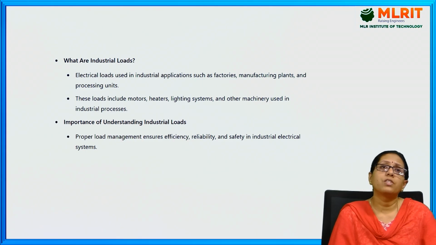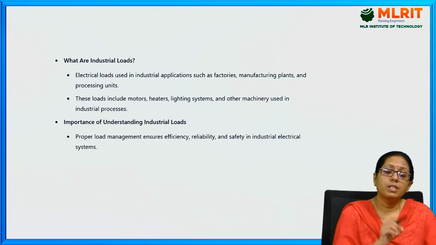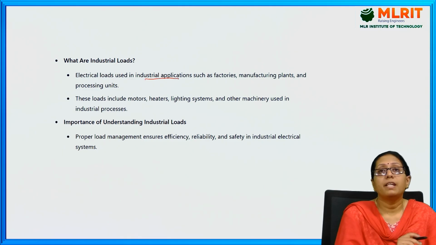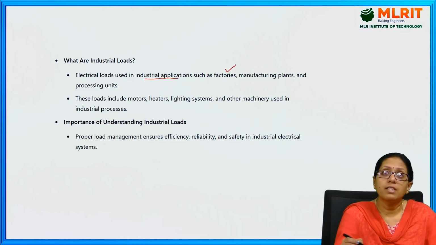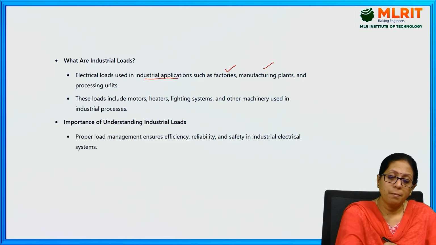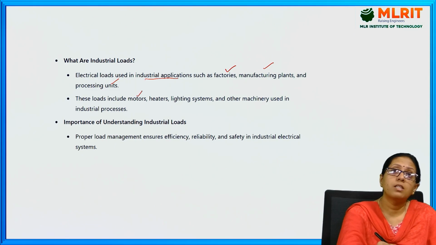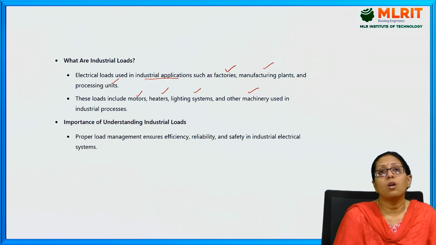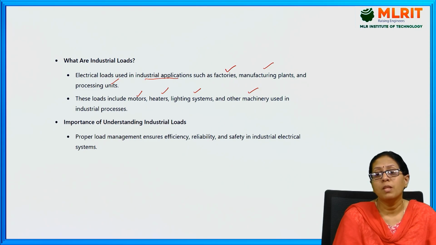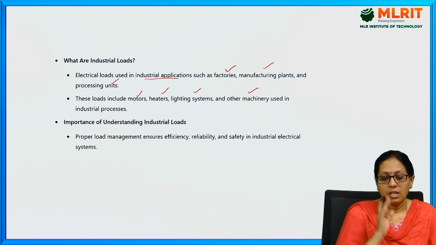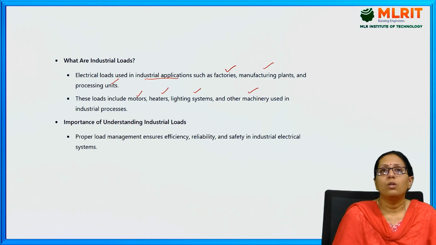What is an industrial load? Electrical load which is used in industrial applications such as in factories, manufacturing points and processing units is called industrial loads. These loads include motors, heaters, lighting systems and other machinery also. So there may be different types of motors, heaters, lighting systems and machineries in a particular industry, and these are called industrial loads.